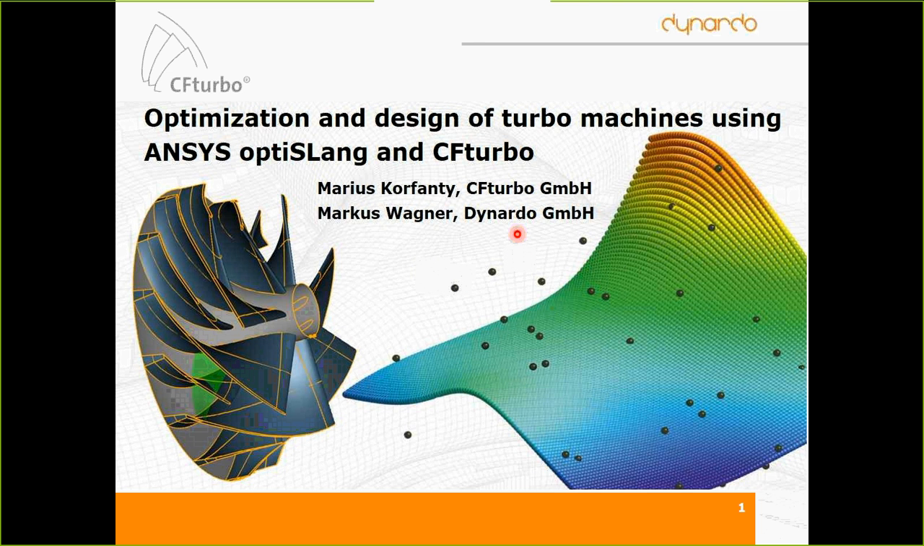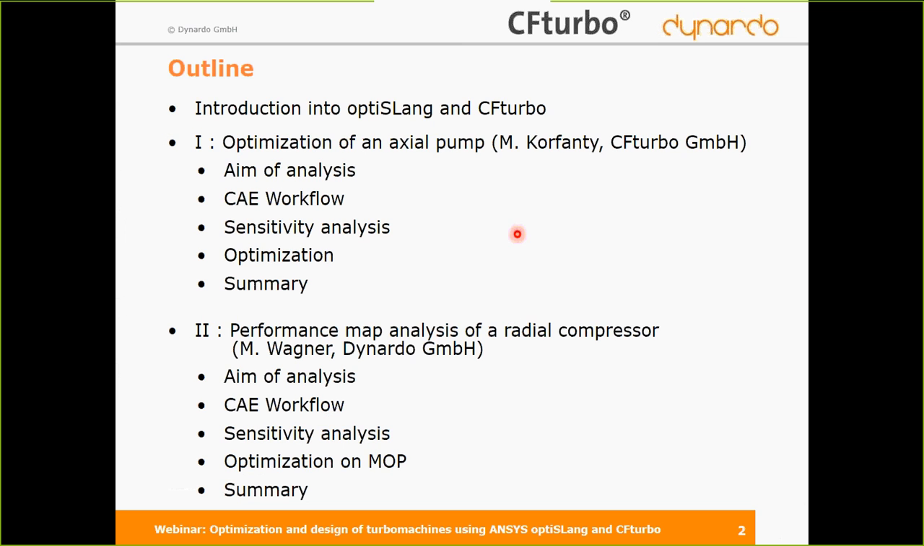So let's have a look at the agenda for today. We'd like to give you a small introduction into optiSLang and CFturbo, and then have a look into two case studies: optimization of an actual pump, and the performance map analysis of a radial turbo compressor. Both analyses will have the same structure. We will have a look at the aim of the analysis, the CAE workflow, how it is set up, this automated process chain. We'll have a look at the results of the variation analysis, of the sensitivity analysis, the optimization, and have a look at the summary.